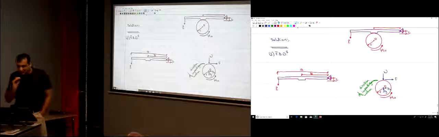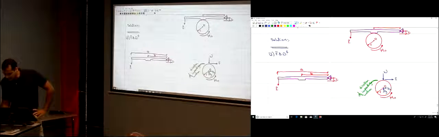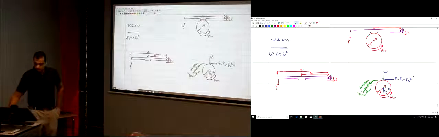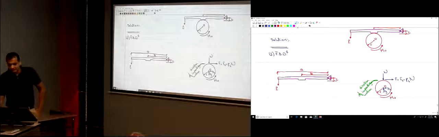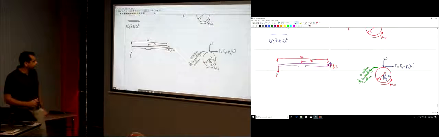So we're on the verge of equilibrium here. So this F is just Fs, which is mu s N. Okay? So that's the free body. Those are the forces acting on this wheel.